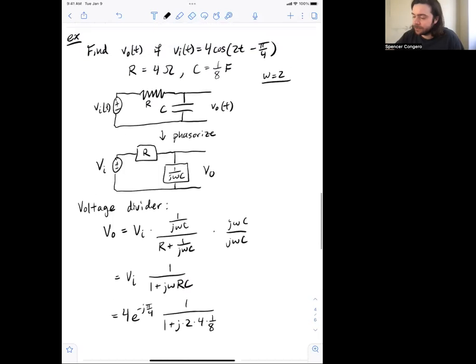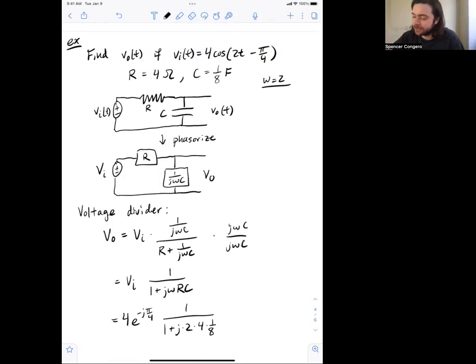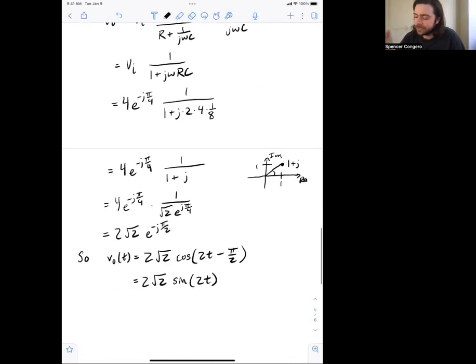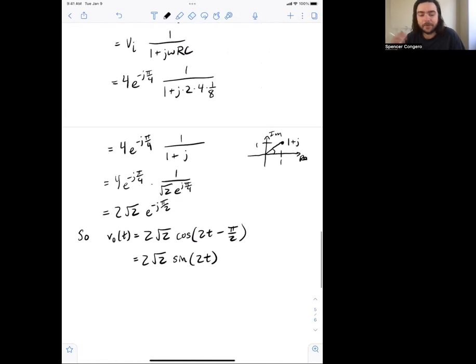So that's it. We were given an input in time. We were given a circuit with these two components. Okay, and we phasorized everything, solved it, got our output phasor, and then converted back to the time domain to get our output in time. All right, so hopefully that was a good review. And in the next video, we're going to start talking about frequency response of RLC circuits.